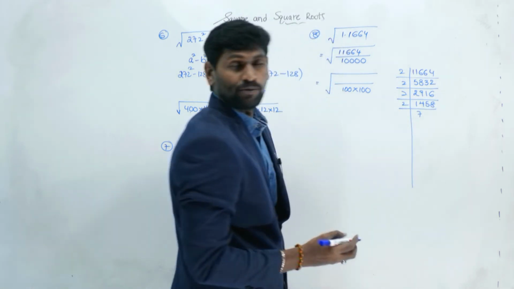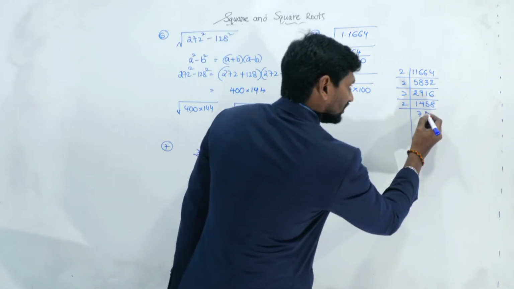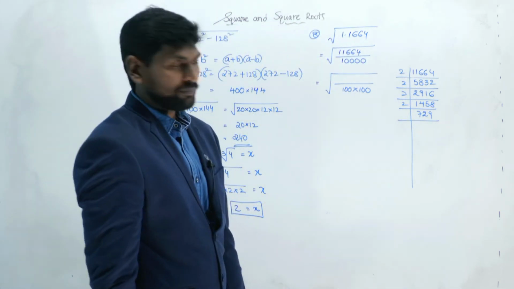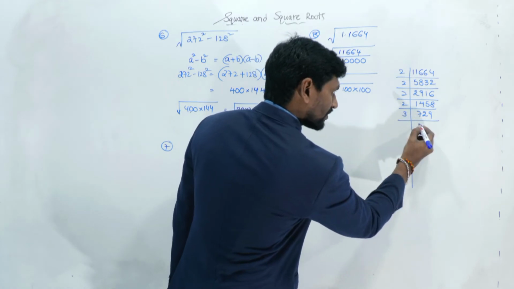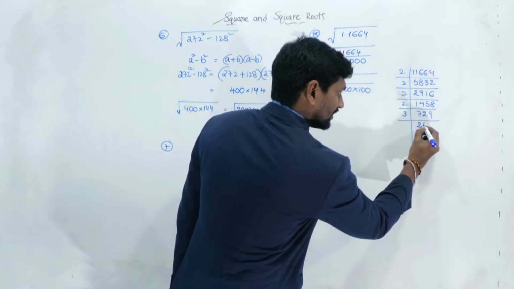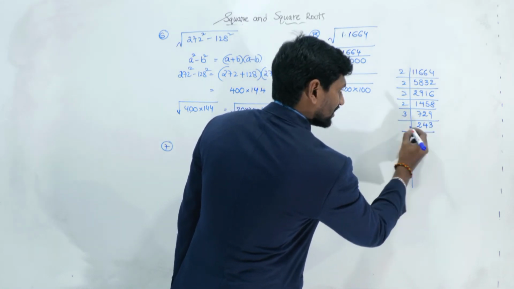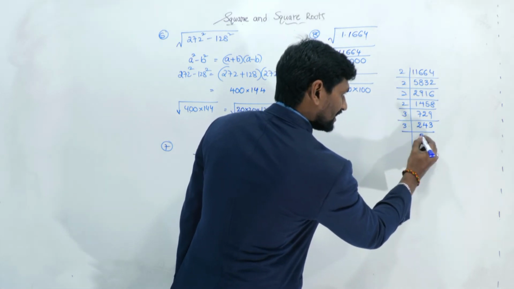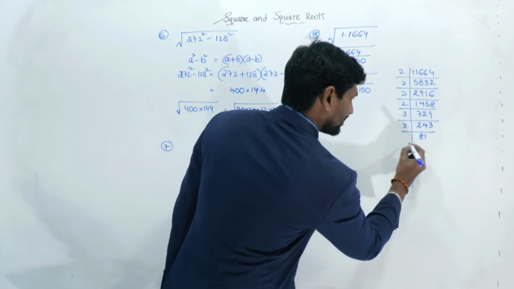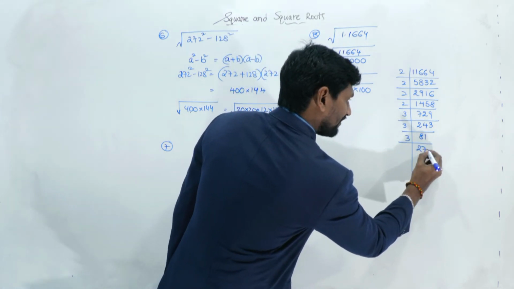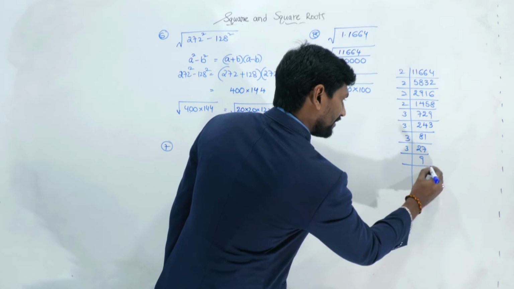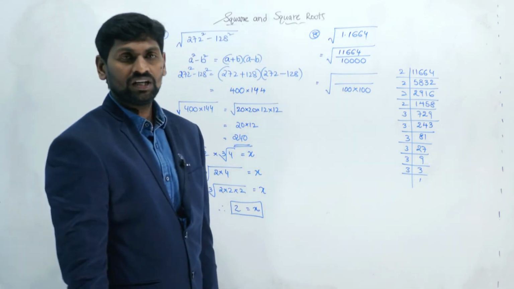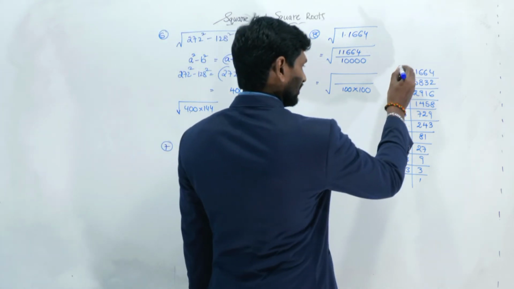So let us take the possibilities. 2 table won't come further. Now I am going to take the 3 table. 3 2s are 6, 3 4s are 12, 3 8s are 24, again the 3 table, 27 times, 9 times, 3 times, 3 table 1 time.